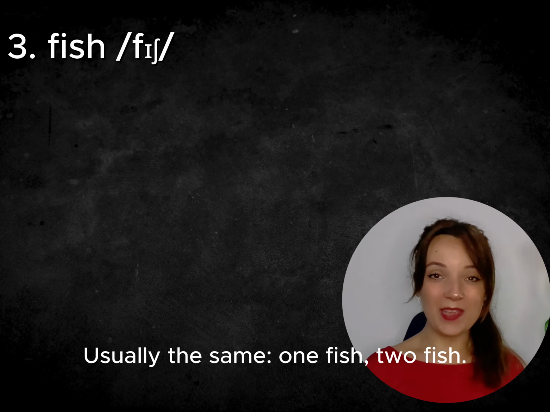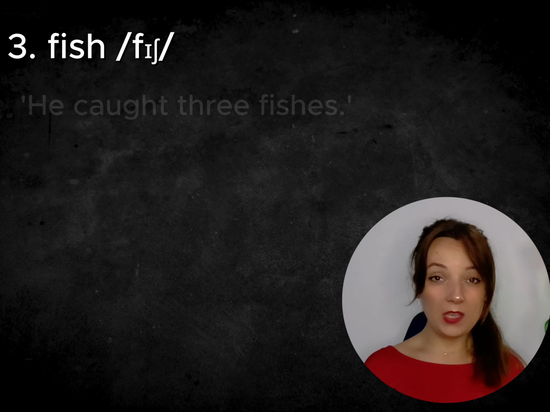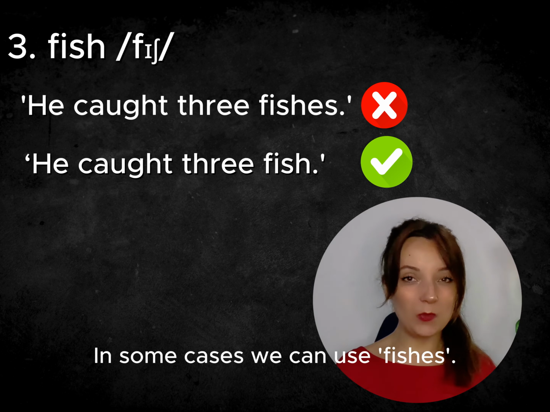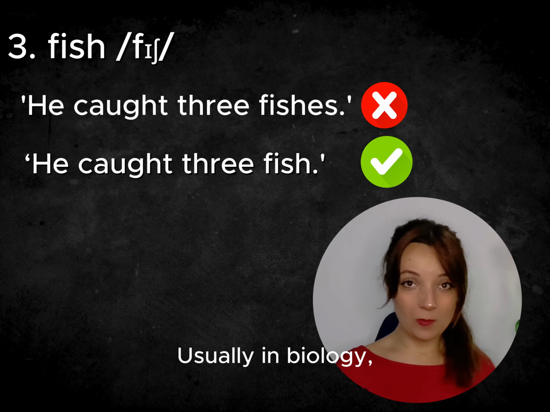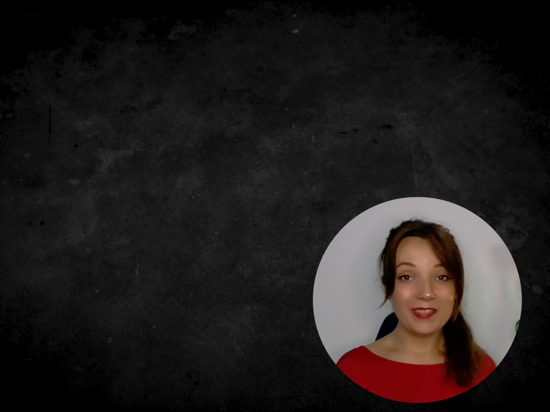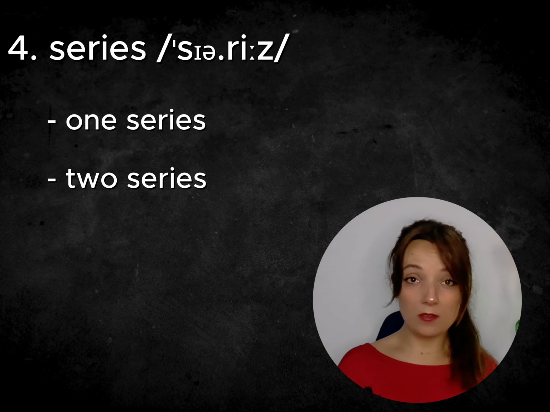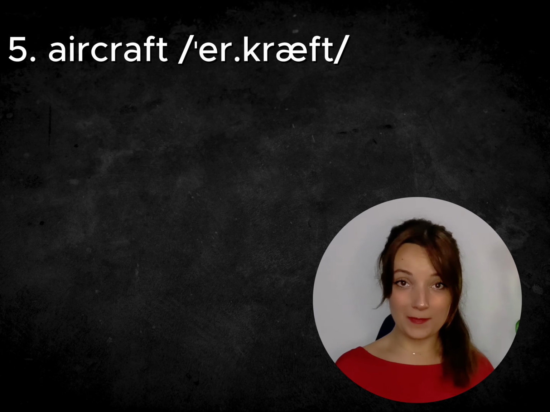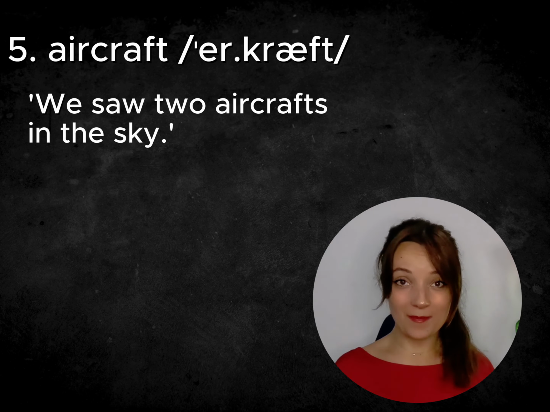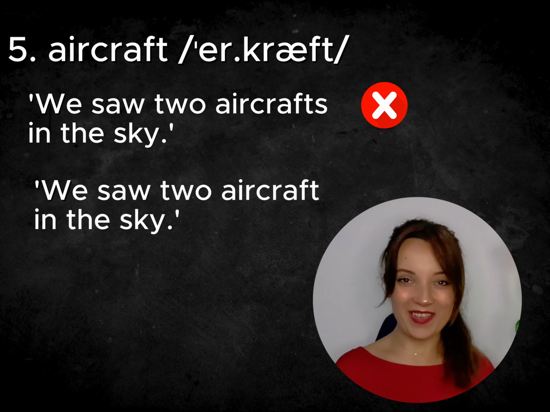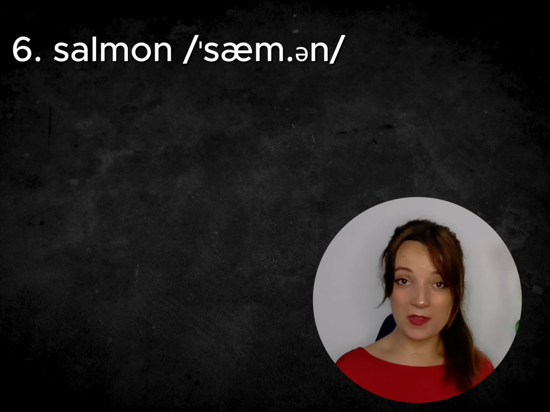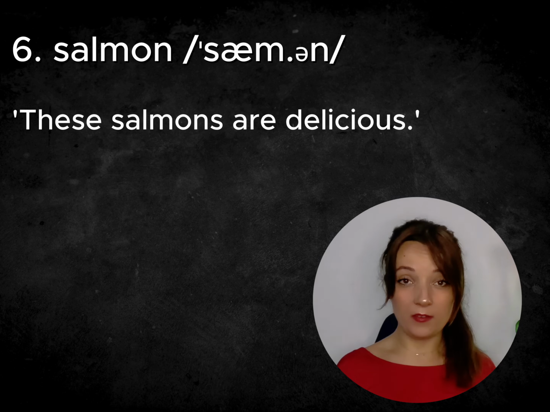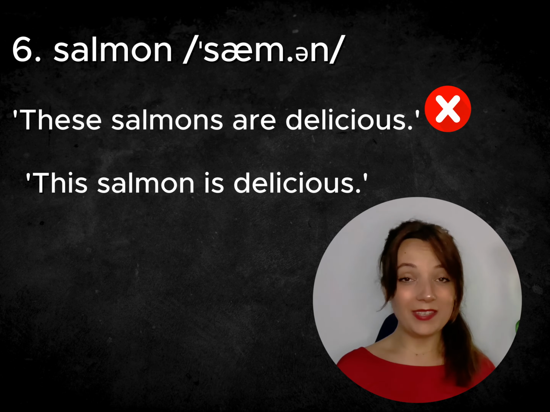Fish. Usually the same. 1 fish, 2 fish. He caught 3 fishes. He caught 3 fish. In some cases, we can use fishes, usually in biology, when we talk about more species of fish. Series. 1 series, 2 series. The same form. Aircraft. We saw 2 aircrafts in the sky. We saw 2 aircraft in the sky. Salmon. Some kind of fish are the same form, singular and plural. These salmons are delicious. This salmon is delicious.